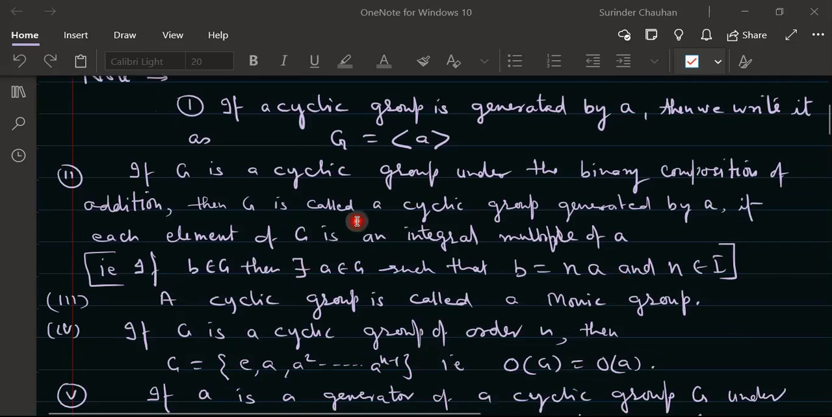So multiple is for binary addition, and index means power in the case of multiplication. Each element of G is a power of a if G is cyclic under multiplication, and a multiple in the case of addition. G is cyclic if each element is an integral multiple of some element of G. This is cyclic. A cyclic group is also called a monogenic group, because this group is generated by a single element.